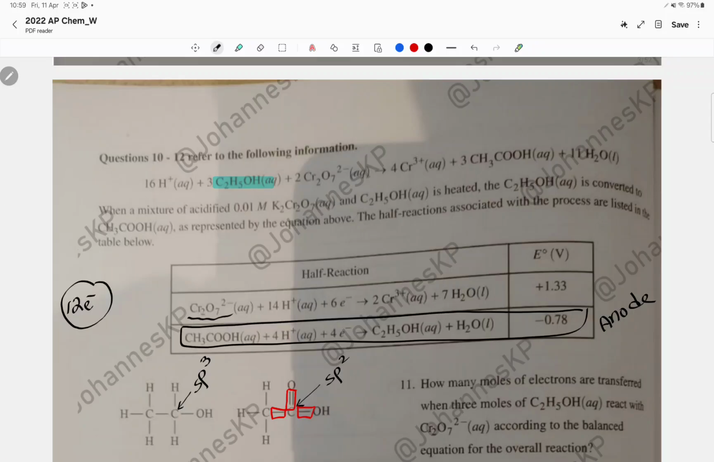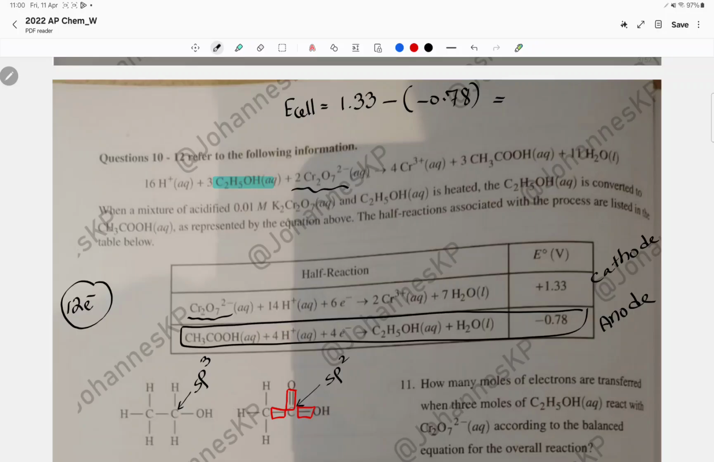But the Cr2O7 2- is a reactant in the first half reaction. It's a reactant in my full reaction, so I don't flip it. If I don't flip it, that's it. It's the cathode. So now we do E cathode minus E anode for the E cell. So 1.33 minus negative 0.78.